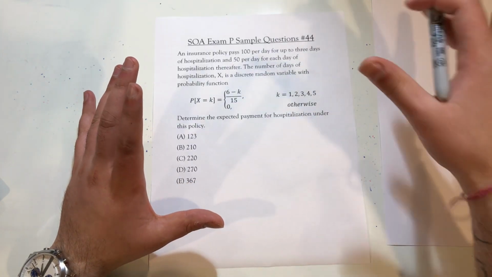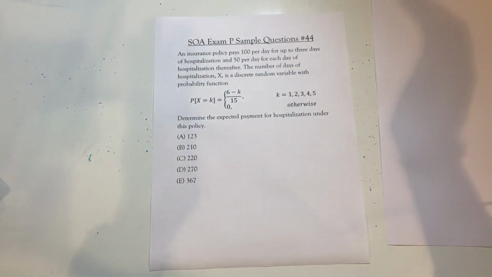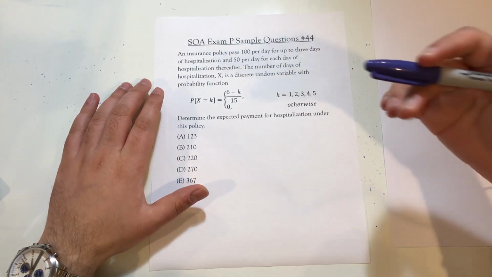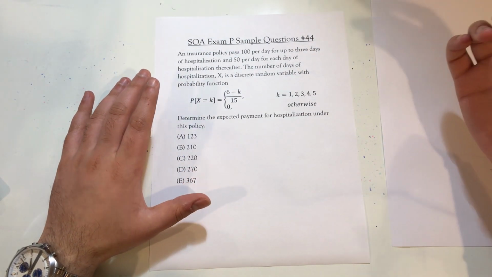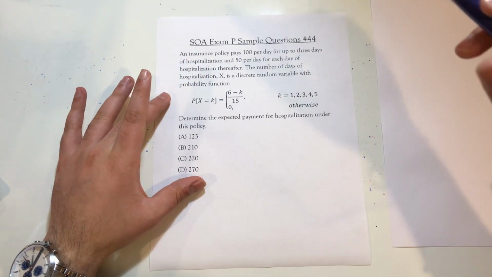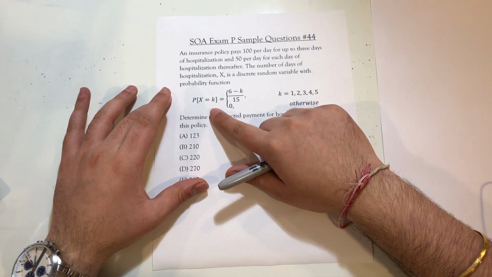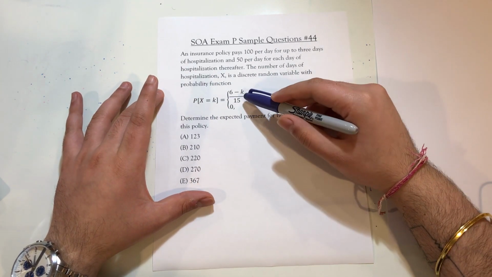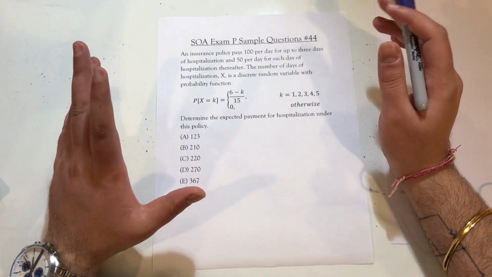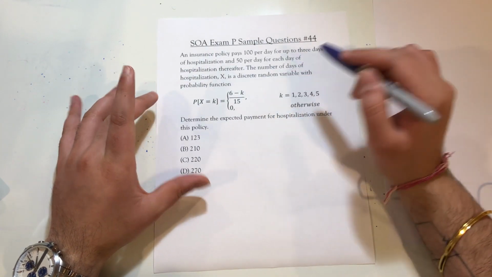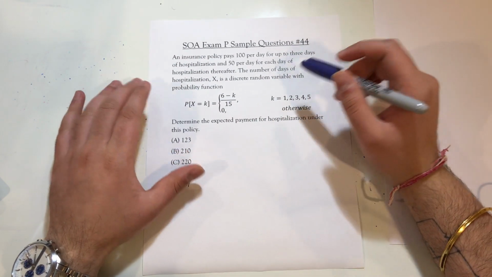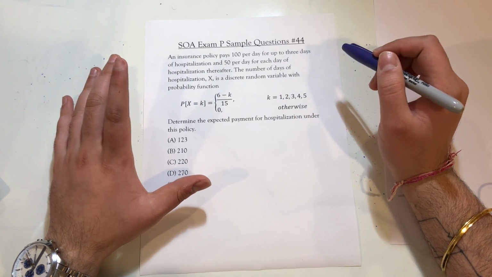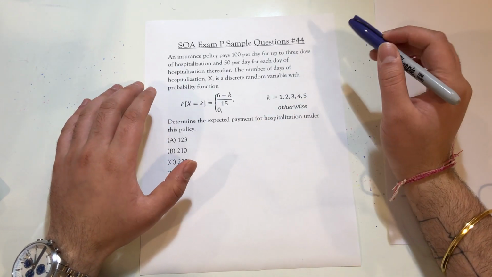Okay, super easy question, mainly just testing you on expected value. Do you know how to calculate it? That's pretty much it, right? So the probability function is given that we have 6 minus k, where k is the number of days of hospitalization, divided by 15, where k could be the numbers 1, 2, 3, 4, 5. And there is a 0 probability otherwise.